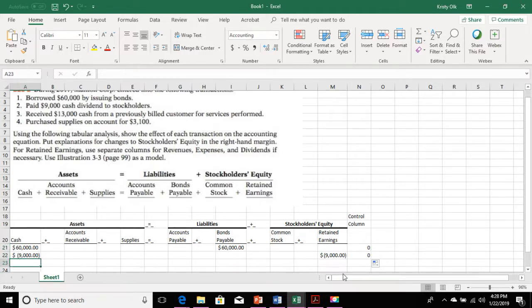Let's look at number 3. Oh, and remember it said that it wanted you to put notes for retained earnings. So you would just put paid dividends or paid DIV. So number 3 says received $13,000 in cash from a previously billed customer for services performed. So we know our cash increased $13,000.